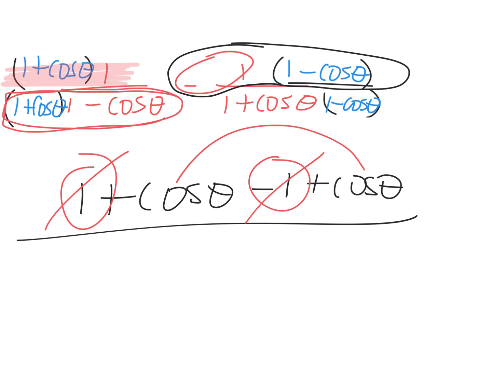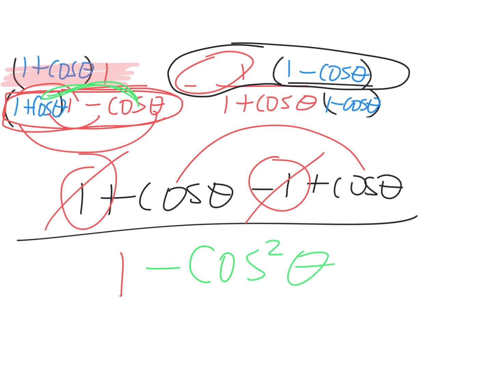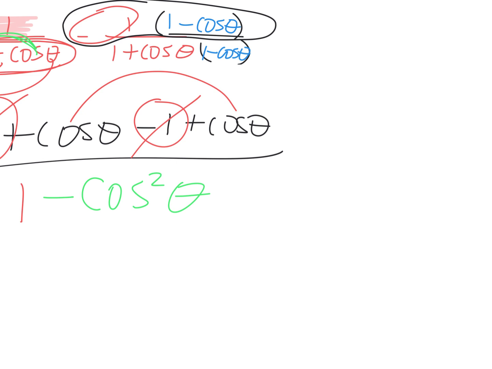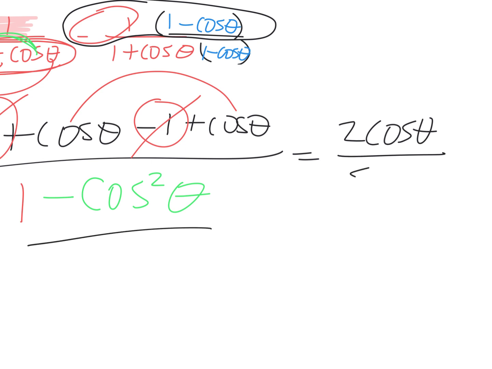Now on the bottom, you know how to multiply that out. First, outside, inside, last. And the first would be 1 times 1 is 1. And the outside and the inside are cosine and negative cosine, so they cancel. And then the last is the cosine times the cosine, which makes cosine squared. 1 minus cosine squared. Does that one sound familiar? Yes, you can replace it with what? Sine squared. So now we have cosine and cosine makes 2 cosine, and 1 minus cosine squared was sine squared.